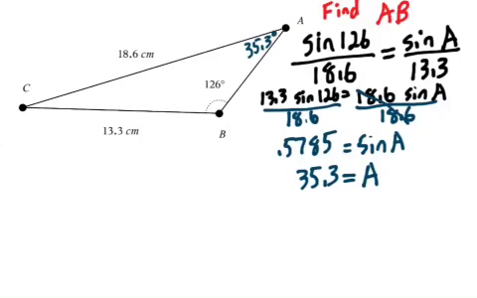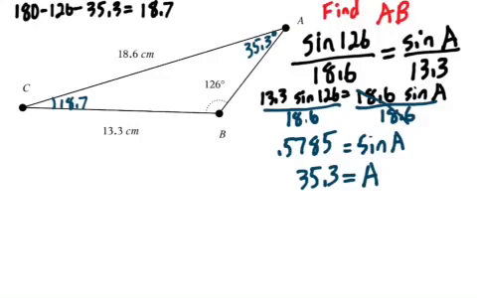Now that I've got 2 angles, I need to know big C to find little c side. And I can just remember, since I've got 2 angles, I can find the missing one in a triangle by subtracting them from the total of a triangle, which is 180. So I'm going to set up 180 minus the 126 minus the 35.3. See what that gets me? That is 18.7. So that's what the measure of angle C is, 18.7 degrees.